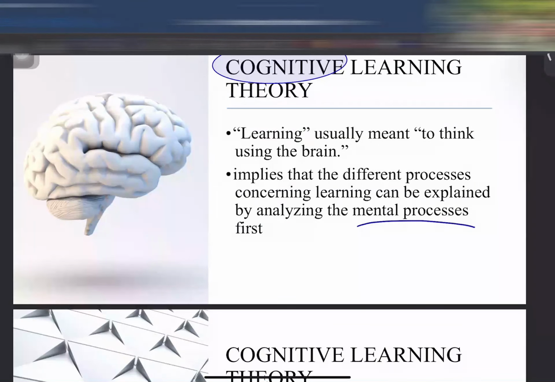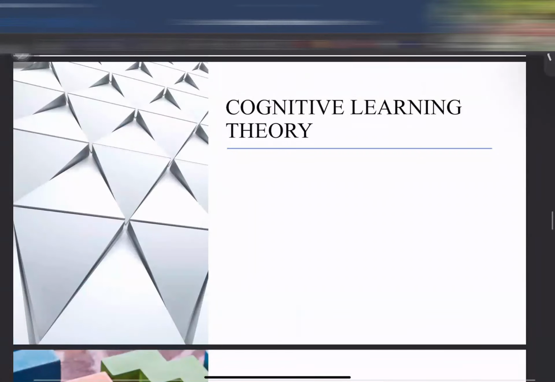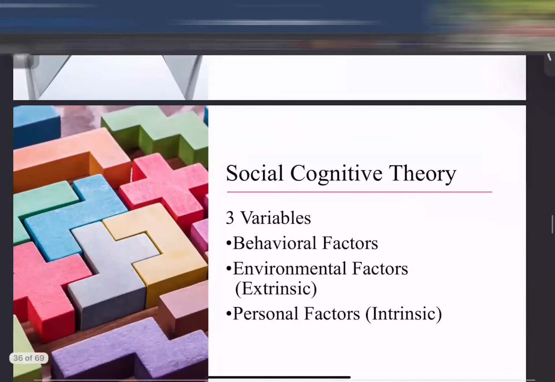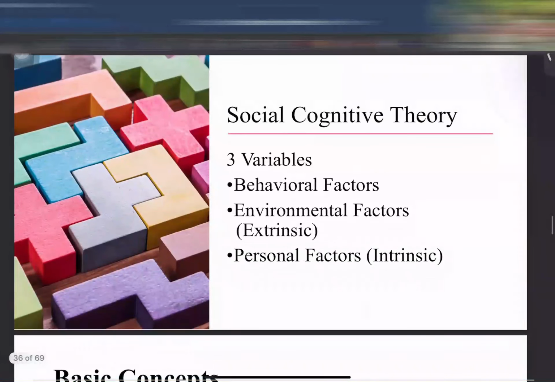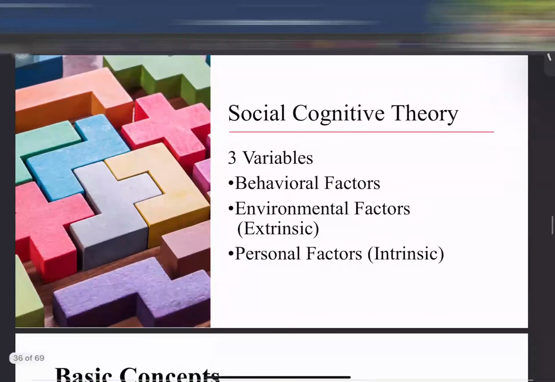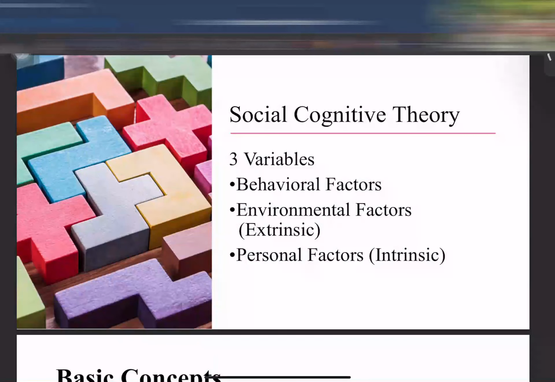Now, the two specific theories under your cognitive learning theory, my dear students, are your SCT and your CBT. So you have your social cognitive theory, and another one is your cognitive behavioral theory. Now, let's talk about your social cognitive theory. According to your social cognitive theory, there are three variables that could affect the cognition of an individual.